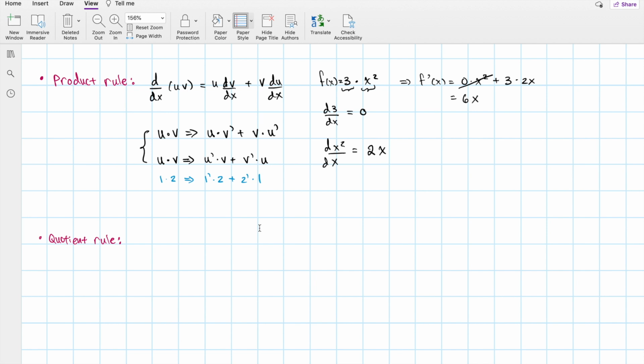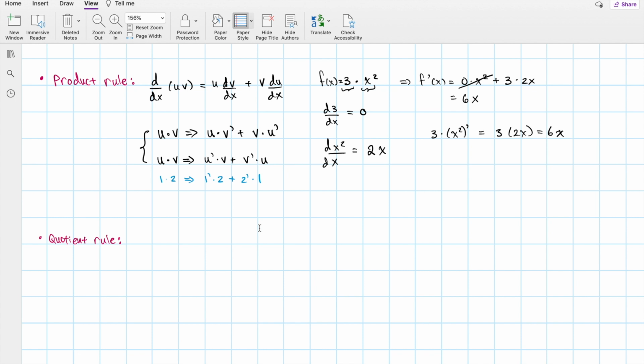Now this was a long way to do this. We already know that we could also have just used the constant multiple rule, which just says we can take out the constant number 3. Meaning we could have just done 3 times the derivative of x squared, which is just 2x. And therefore, 6x is our answer again. Okay, let's do another example here.